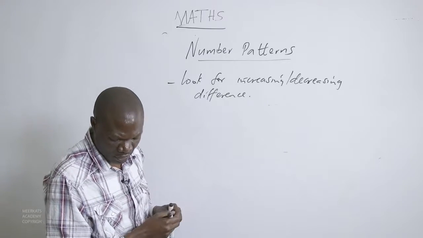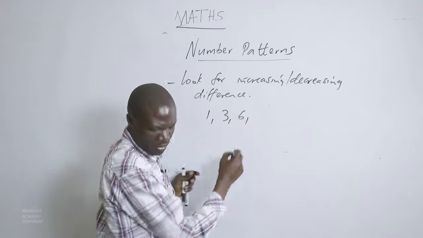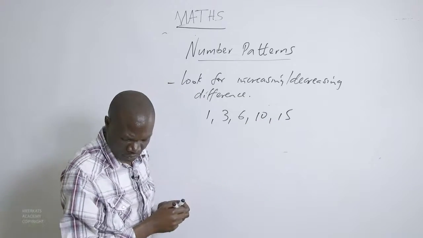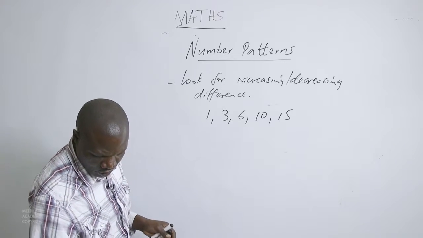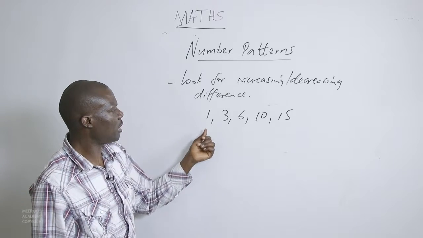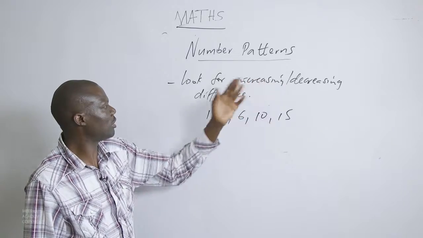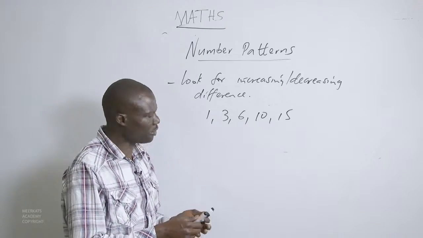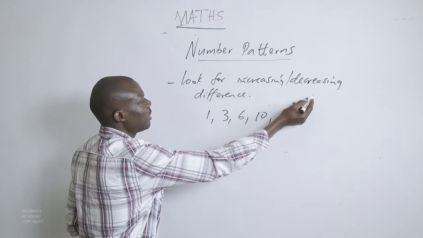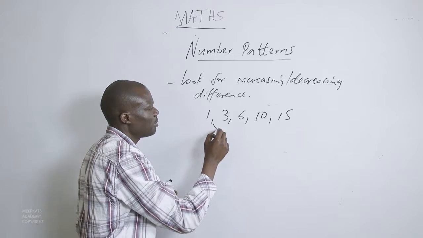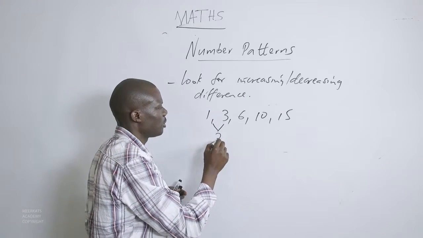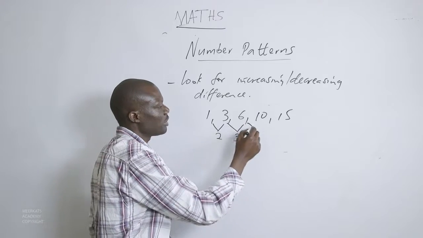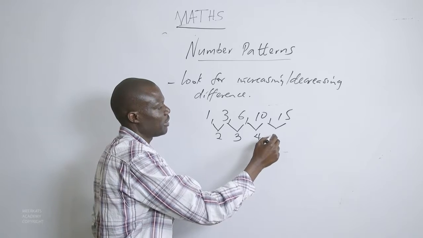Now here, if there is a pattern in this situation, we want to look at a pattern, for example, 1, 3, 6, 10, and 15. We need to look at whether there is a pattern there, and if there is a pattern, what is happening here? We are talking about either increasing or decreasing difference. The difference between 1 and 3 is 2. The difference between 3 and 6 is 3. The difference between 6 and 10 is 4. The difference between 10 and 15 is 5.